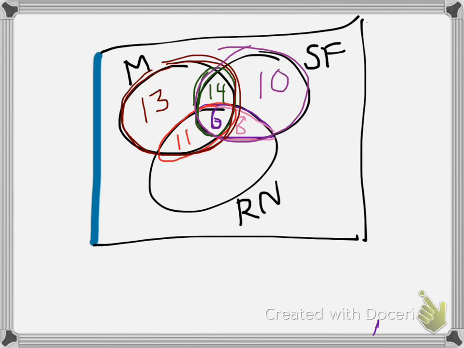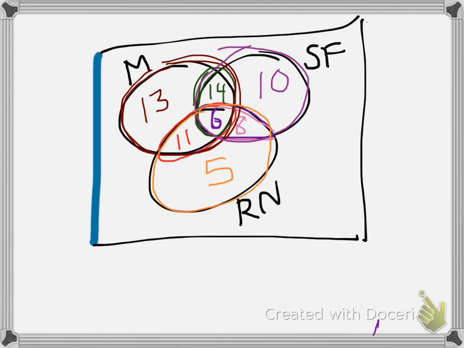And then 30 purchased romance novels. Let me use another color. 30 purchased romance novels, which is this one. And we already have 11 plus 6 plus 8 filled in that circle, which is 8 plus 6 is 14, plus 11 is 25. Subtracting 25 from 30, we have 5 goes there.